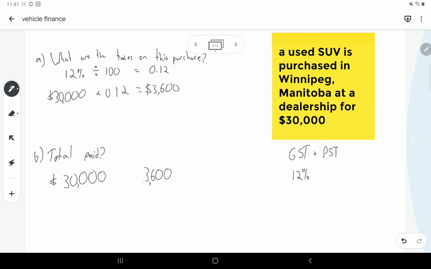So how much did you pay in total? Well, you paid both, so you just add them up, and you end up with $33,600 as your total amount paid.